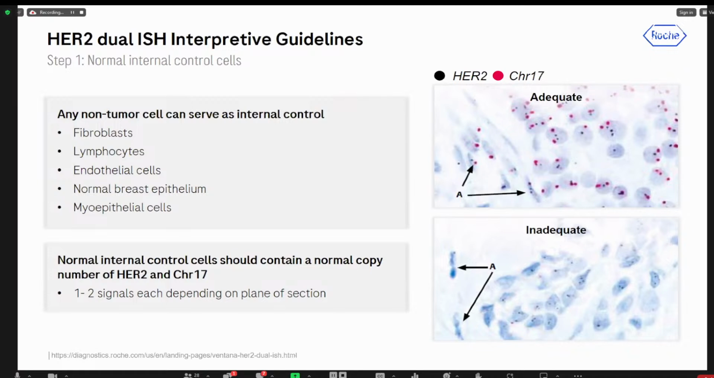clear signal. So you can see in the first one you have appropriate internal controls here in the fibroblasts, and in this one that didn't pass the first control, you can see that you have signals in the tumor cells, but you lose them in the fibroblasts. So make sure that you have signals in those cells that are not supposed to have a lot of signals. If they're there, then you're good to go.